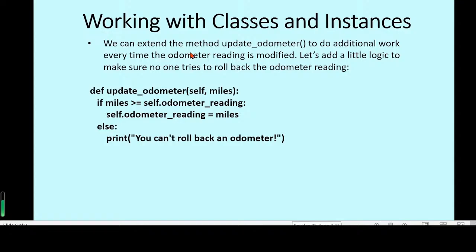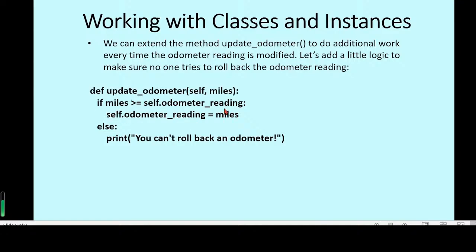So we can extend the method update_odometer to do additional work. Every time the odometer reading is modified, let's add a little logic to make sure no one tries to roll back the odometer reading. So we can define update_odometer(self, miles) with an if statement inside the function. If miles is larger than the current odometer reading, then we assign these new miles to the odometer reading.